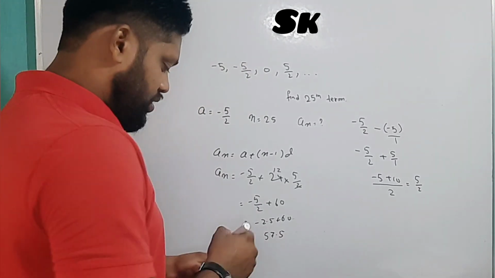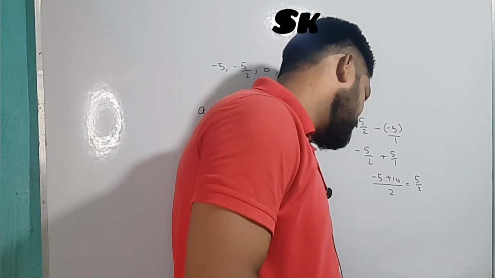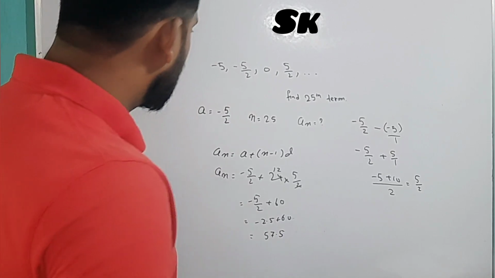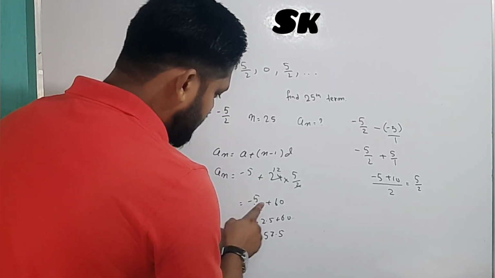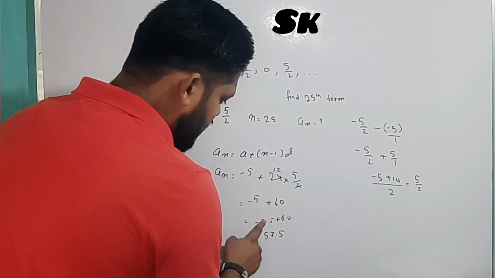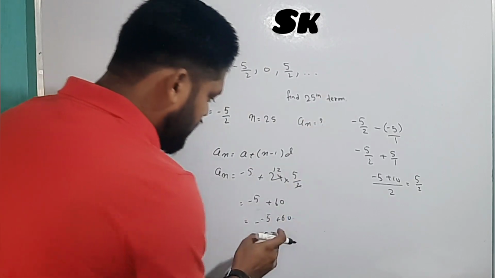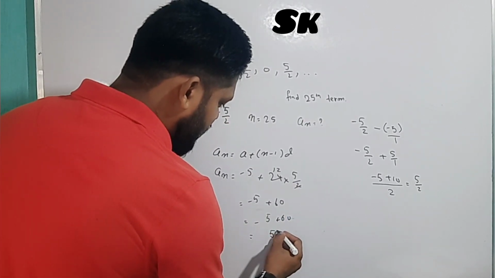57.5 is the answer. 57.5 is our answer. 5 will come. A value is how much? Sorry, from there you are saying that A is 5 by 2, not 5. But what to do? When I'm doing the question, I'm not able to listen to anything other than these answers. Okay, so it will be 55.